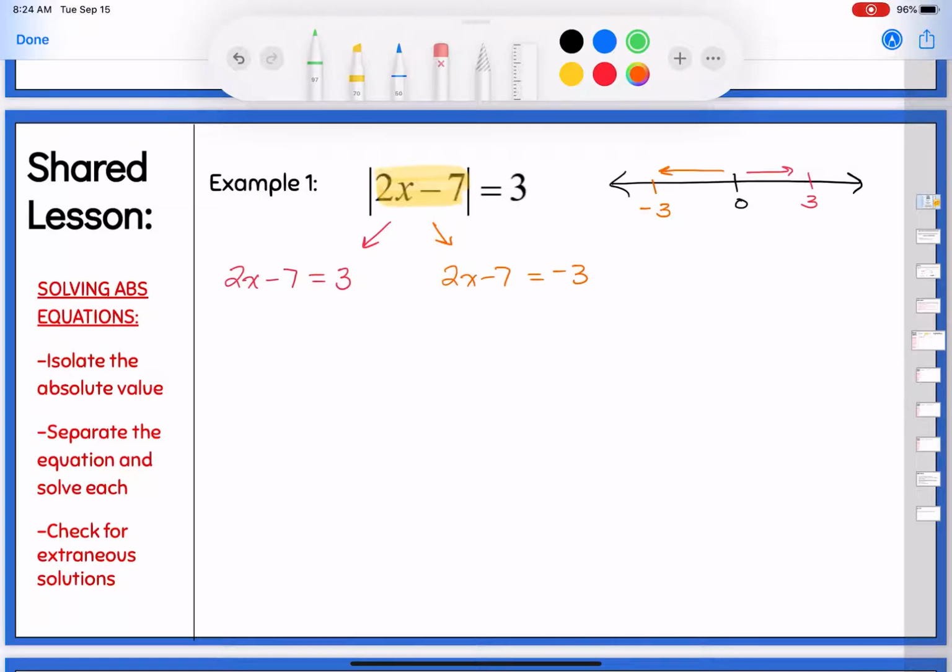So now I just have to actually solve each of my equations. So I have 2x equals 10. I divide both sides by 2, so I get x equals 5 as one of my possibilities.